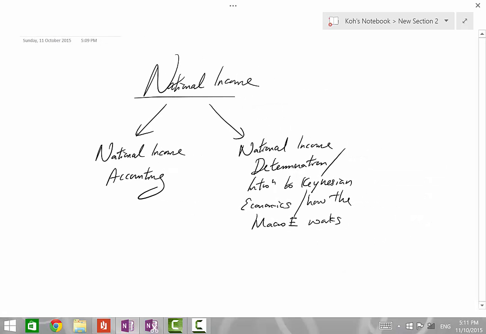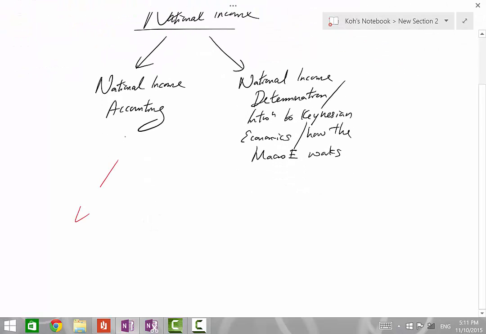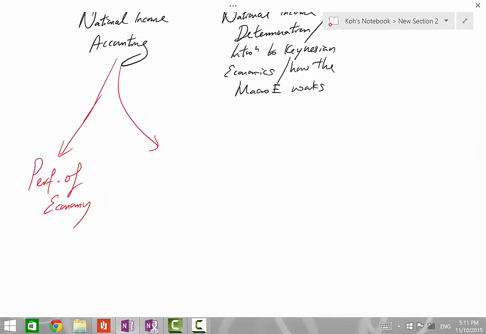Now to understand the link between the two chapters, you first need to know what are the important takeaways from each one of them. So in the first chapter, national income accounting, I'll say there are two main takeaways. The first one pertains to performance of the economy. How do you measure the performance of the economy? And you'll learn in this chapter that we look at the four key economic indicators.